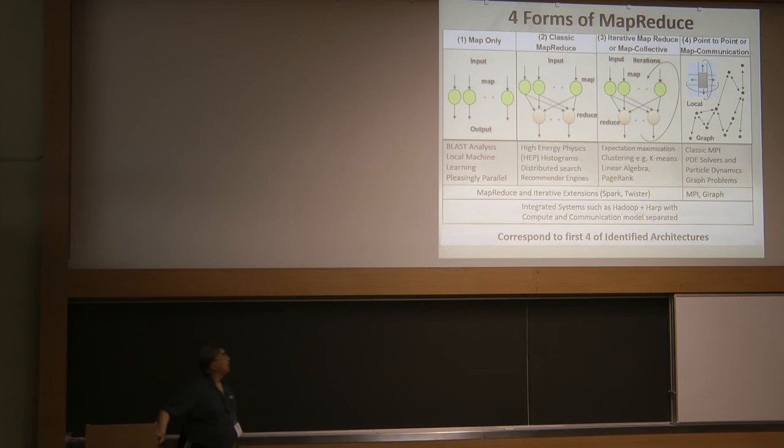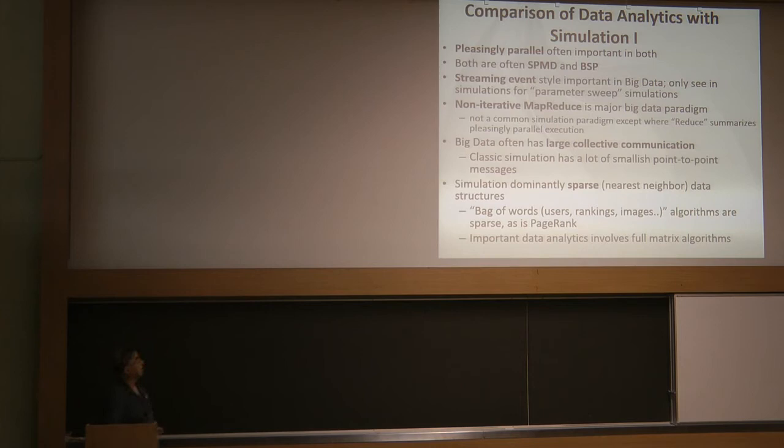I've mentioned some of these things qualitatively already. If you look at big data and compare it with simulation, both simulation when you do so-called parameter sweeps, and big data when you're processing independent observations, have that pleasingly parallel category, which was the first of the architectures. If you look at the next three architectures, both are actually bulk synchronous processing and single program multiple data. In big data you often see streaming, but that event streaming architecture is not terribly common in simulations, so that's an important difference for big data.